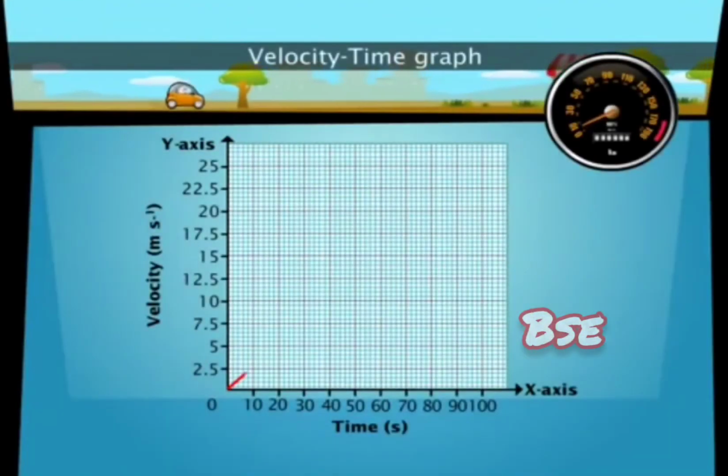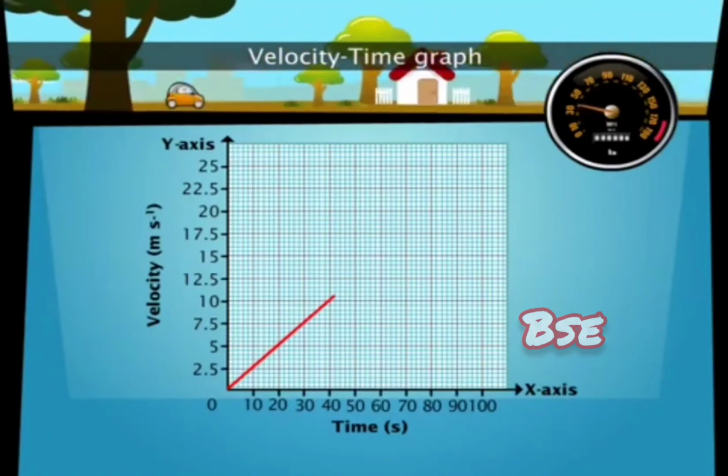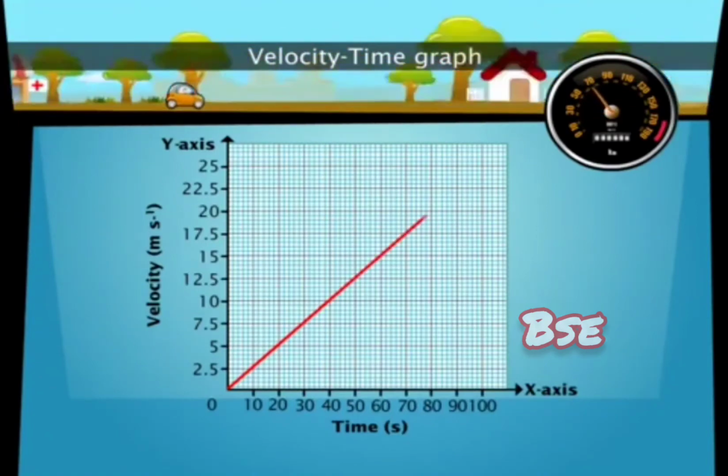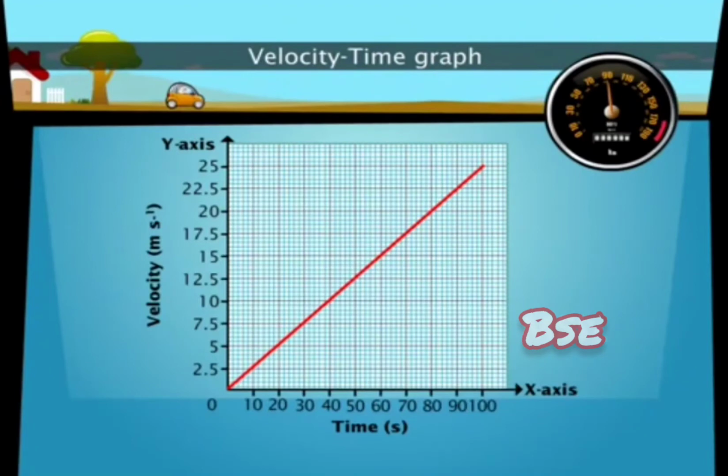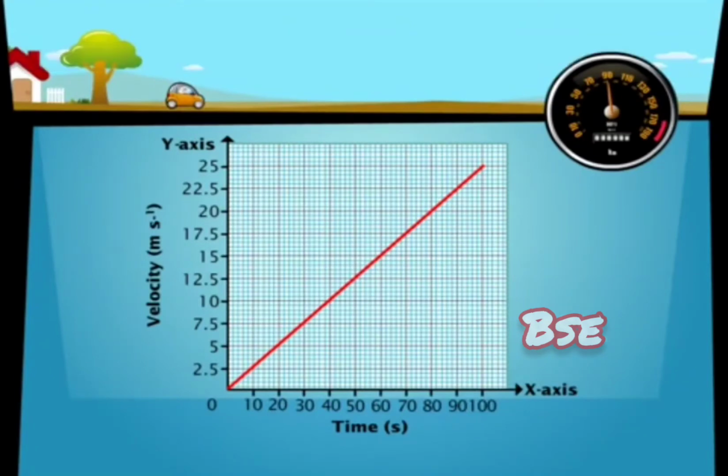A velocity time graph can also be used to calculate the displacement of an object in a specified interval of time. Let's calculate the displacement of the car between the 20th and the 60th second. To begin, let's draw perpendiculars from the x-axis to the velocity time line for the 20th and 60th seconds. The area of the quadrilateral ABCD will give us the displacement of the car.